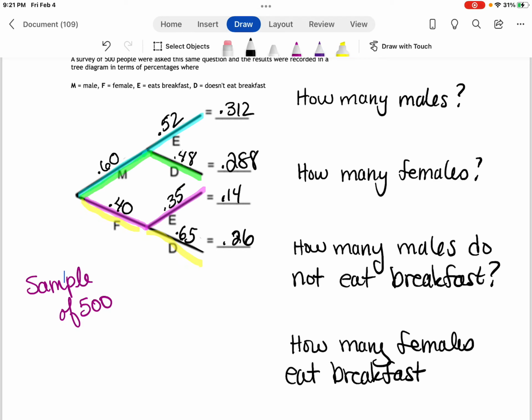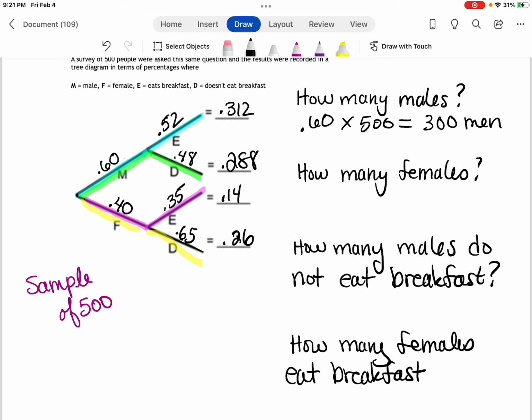So the first question says, how many males are there? We have a sample of 500. 60% are male. So I would find 0.60 times 500. That's 60% of 500. That would give me 300 men.